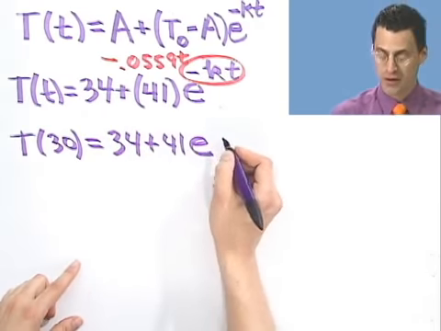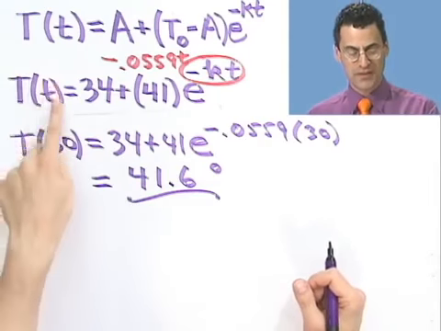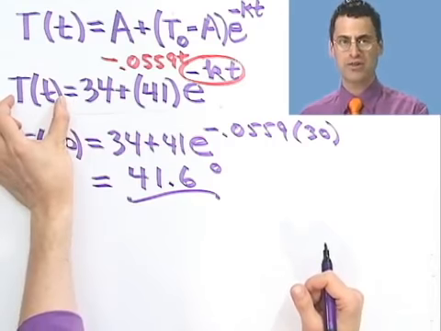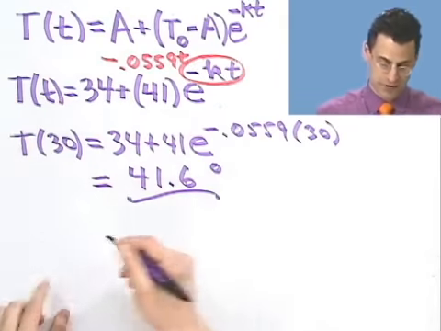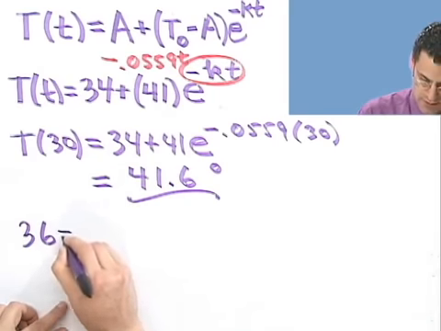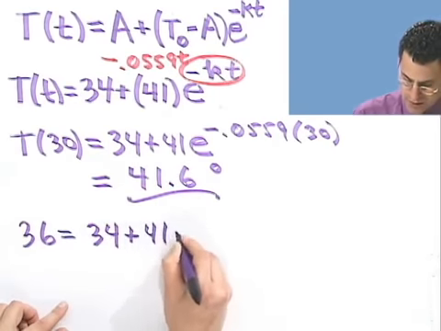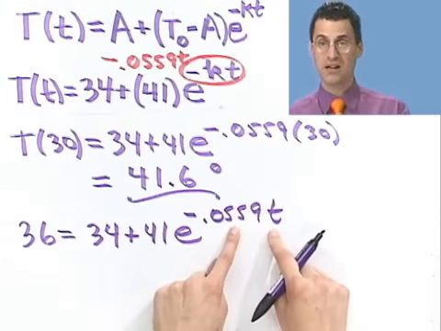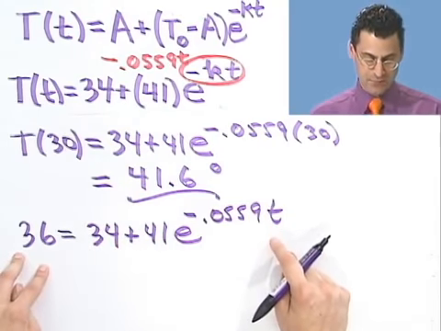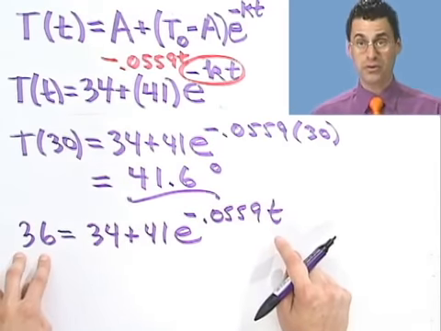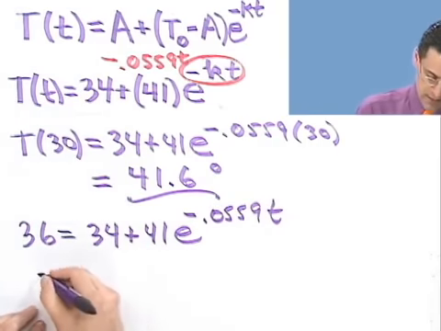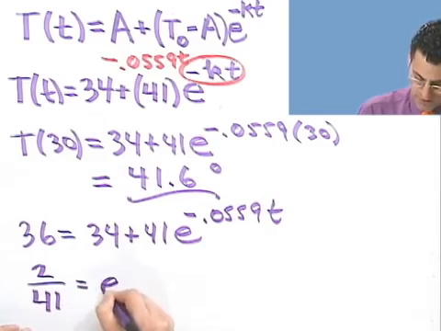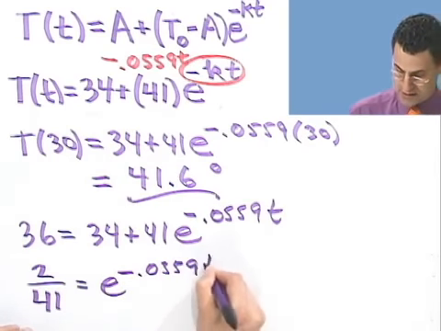OK, now I can ask another question, though. Suppose I want to drink it at the very moment it's 36 degrees. I want a real icy cold one. What would I do? Well, now I want to find the time when the temperature is 36. So I set this equal to 36, and I solve for t. So I say 36 equals 34 plus 41 e to the minus 0.0559t. And I want to solve that for t. So the first thing I'll do is bring this over to this side, subtract it. And so if I do that, I would just see a 2. And if I divide by the 41, I would see 2 over 41 equals e to the minus 0.0559t.